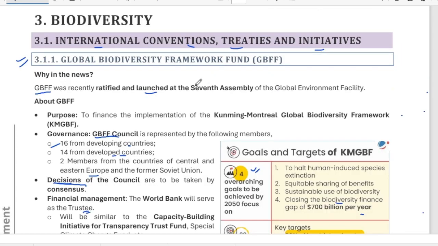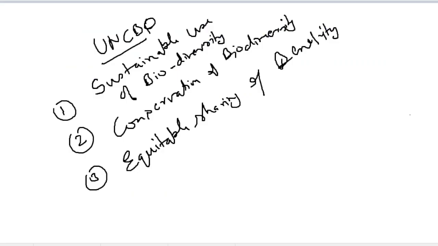Okay, now we will discuss the biodiversity international conventions, treaties and initiatives. Before I start this, I want to give you some basic understanding and the history behind this, so that you can thoroughly get this topic in the first go. Okay, now let us move to another slide.